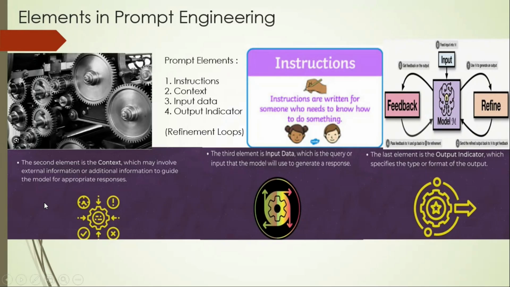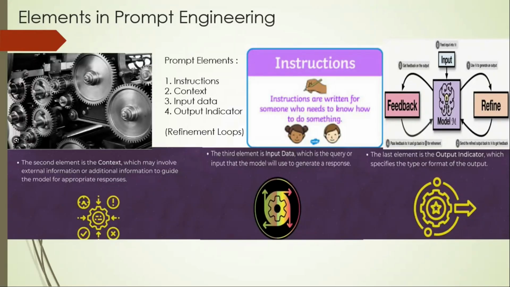And the second element is context. So based on which area, which external information or additional information you are looking to get or appreciate the output. The third element is input data. Now, if you want to analyze a huge amount of data, you have to give the input data. And based on the input data, you can ask the machine to do the analysis or give us the results. The last element is the output indicator, which specifies the type of format of the output.